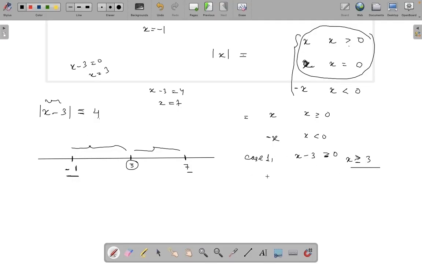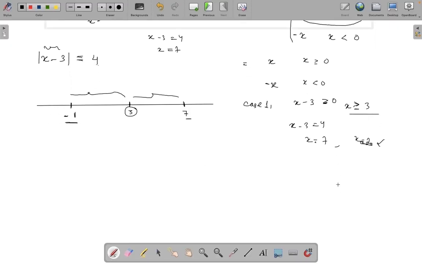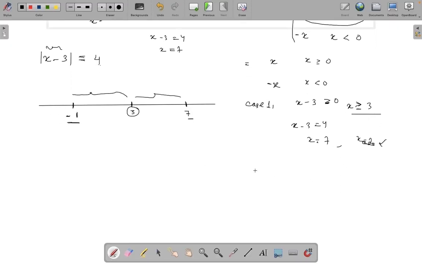So this means x minus 3 equals 4, so x is equal to 7. You have to verify that the answer you are getting must be greater than 3. Then only this will be correct. If you got x as 2 by any chance, then you'll discard this answer because it is not greater than 3. Okay, then this is the first case. Then you have the second case, case 2. What is case 2?